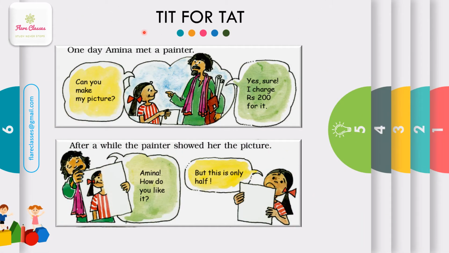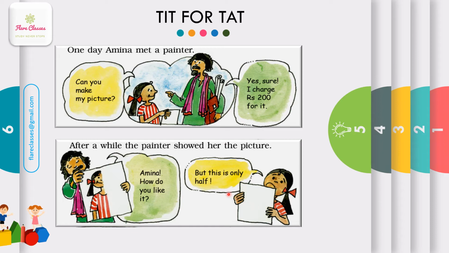Now I will tell you a very interesting story. The name of this story is Tit for Tat. One day Anima met a painter. Anima said, can you make my picture? Yes, sure, I will charge ₹200 for it. After a while, the painter showed her the picture. He showed this picture to Anima. Anima, how do you like it?